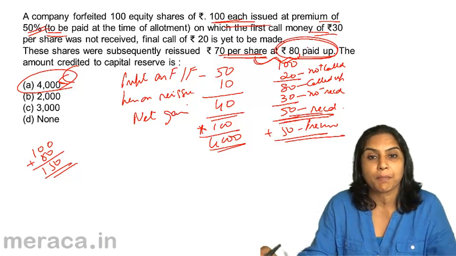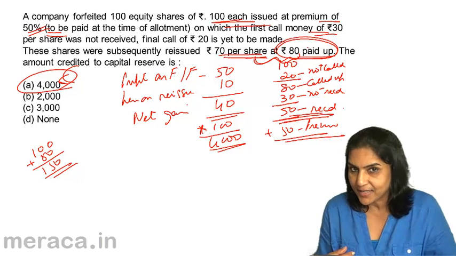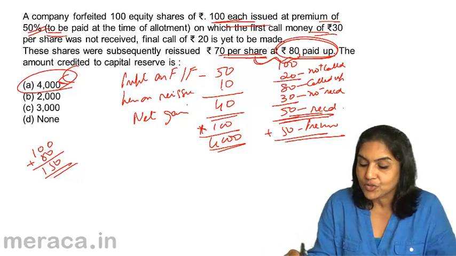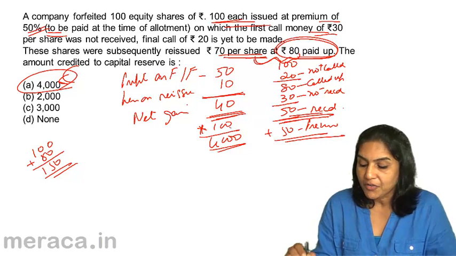It's not yet a fully paid up share. The remaining 20 will be collected from the shareholder later. So the discount element here is only 10. Therefore, the net gain per share is 40. We are talking of 100 shares. It is 4,000.